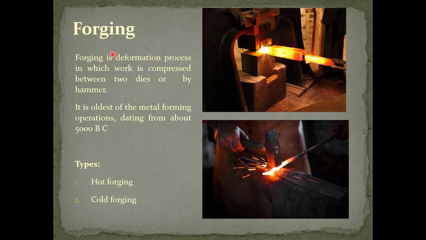Now we are going to see forging. Forging is the second metal forming process. Then what is forging? Forging is a deformation process in which work is compressed between two dies or by a hammer. Means forging mein hum work ko compress karne ke liye ek ya do die use karte hain ya fir hammer ka istemal karte hain. And it is the oldest metal forming operation, dating from about 5000 BC.